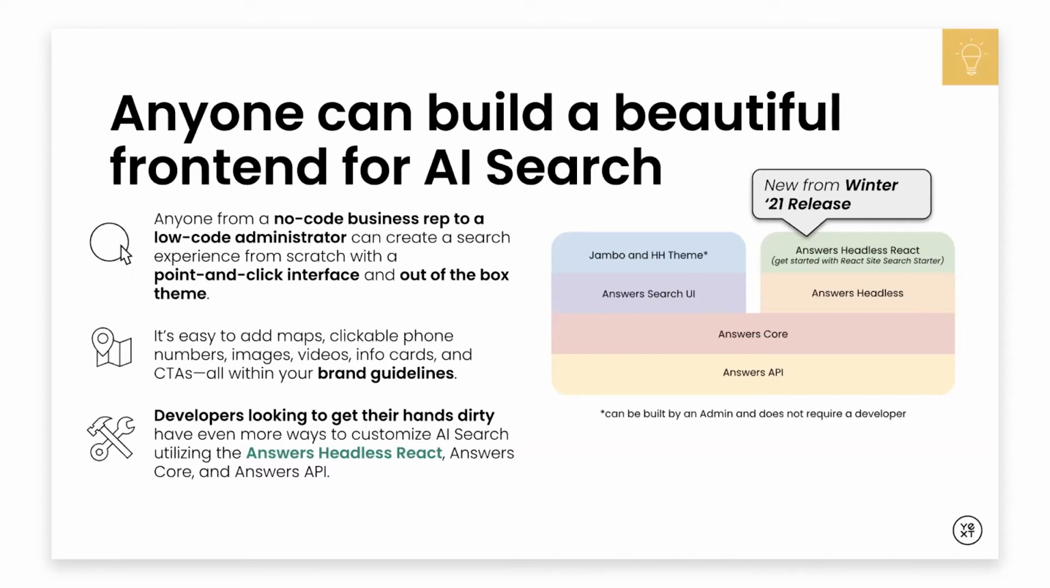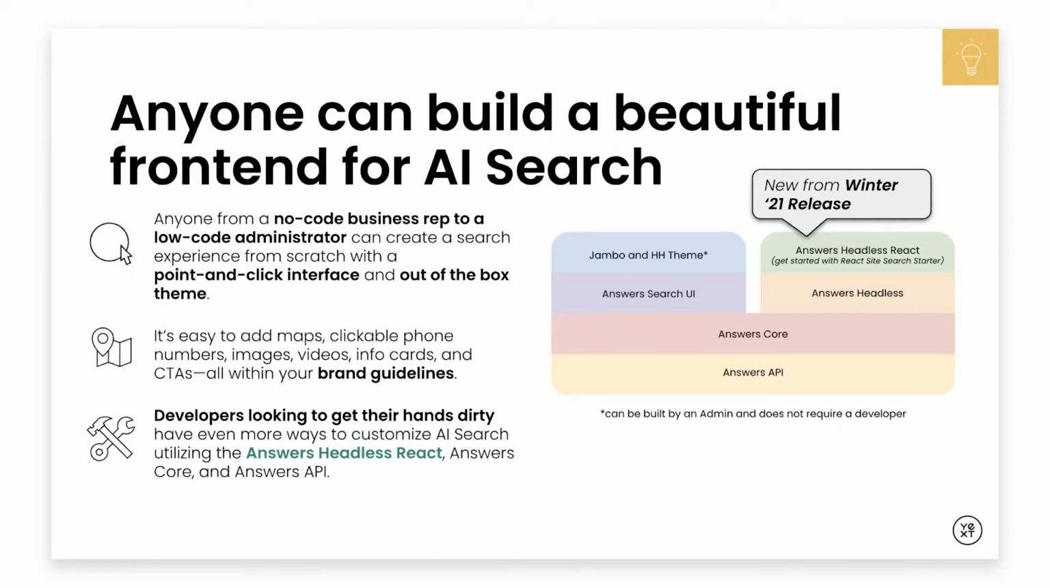You may be already familiar with Jambo, our static site generator, as well as the Hitchhikers theme. That gives you an out-of-the-box option that very easily spins up the front end of the Answers experience and allows you to make basic branding changes like your colors, your fonts, your card layouts.